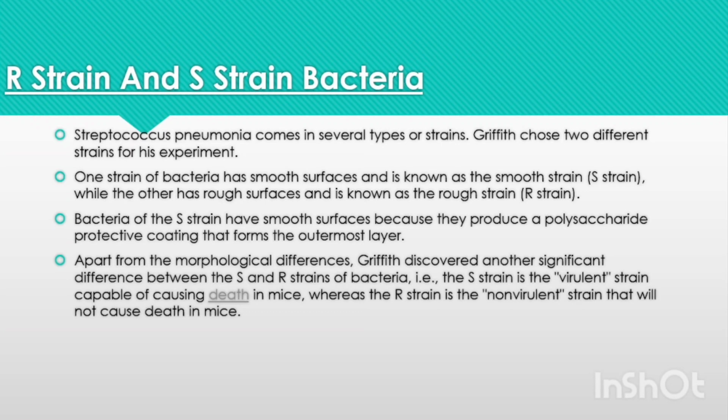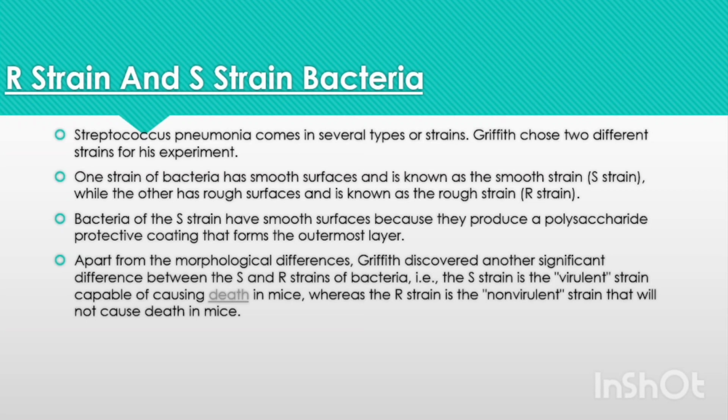Bacteria of the S strain have a smooth surface because they produce a polysaccharide protective coating that forms the outermost layer. The S strain is covered by a protective capsule which is formed by the polysaccharide. It's like a coating on the outermost layer.